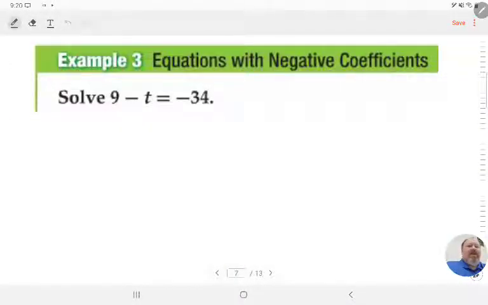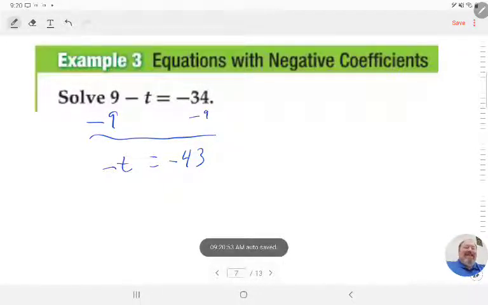Now, dealing with negative coefficients. So, for example, if I have 9 minus t equals negative 34. So the first thing I'm going to do is subtract 9 from both sides. That's going to give me negative t equals negative 43.